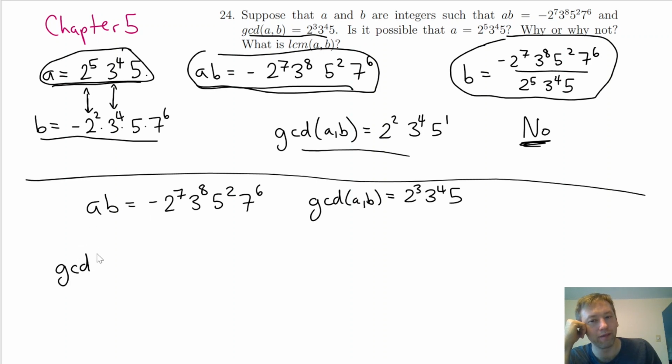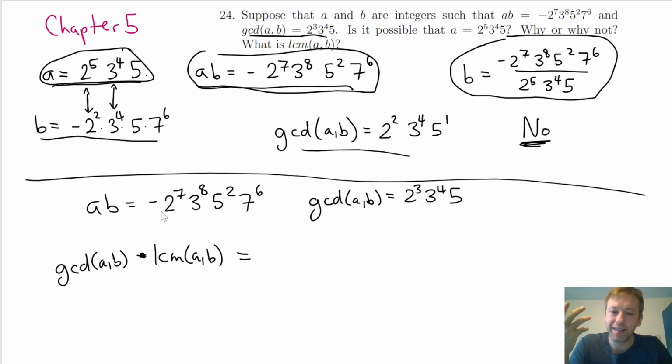you're usually supposed to have GCD of A and B times the LCM of A and B should equal A times B. But this time we've got a bit of an issue because there's a negative here, but I mean, for negative numbers, you should just have something like this.